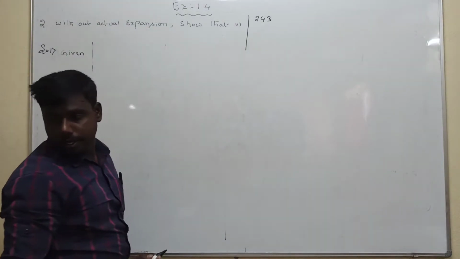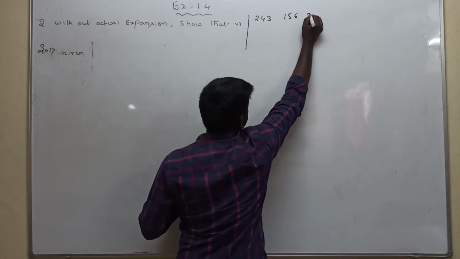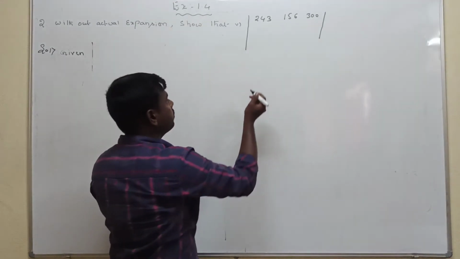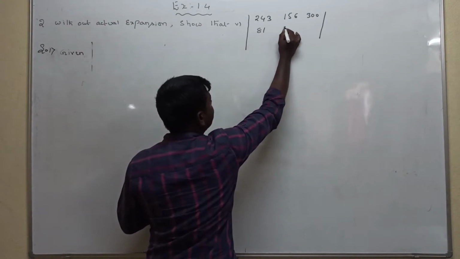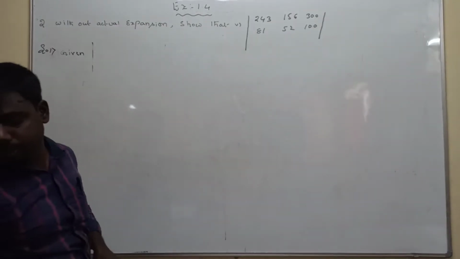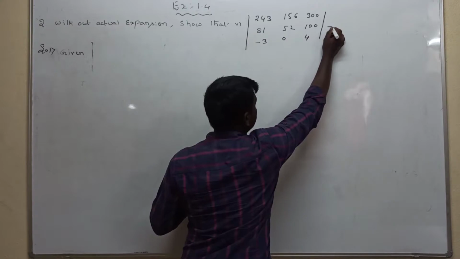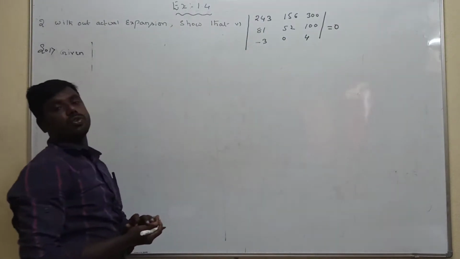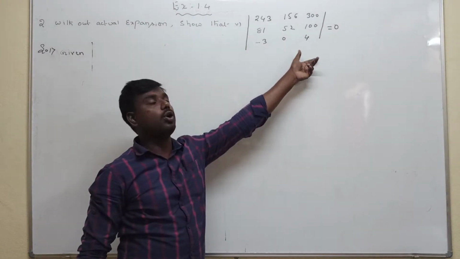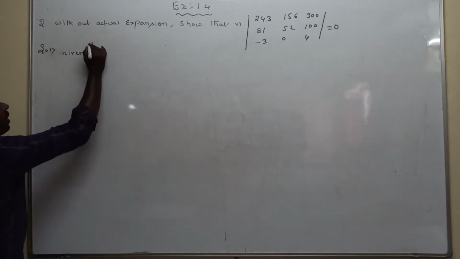Next 156, 300, 156, 300. Next 81, 52, 100, 81, 52, 100, minus 3, 0, 4 equal to 0. So this one also, without expansion, prove that this determinant value will be 0. How to prove that this determinant value will be 0? See the solution, students.